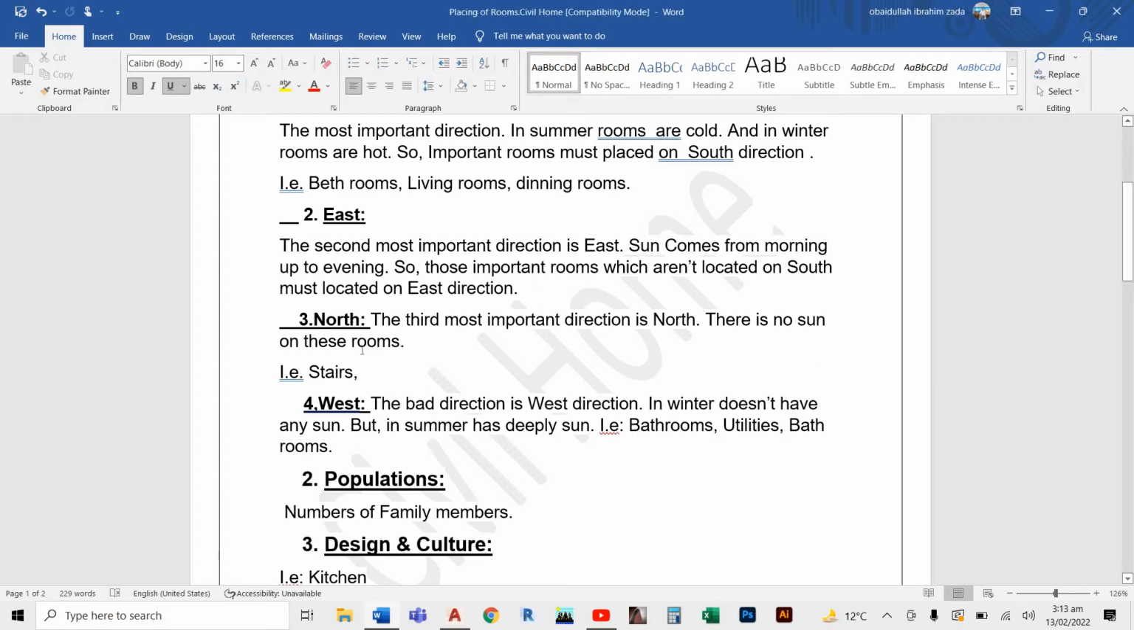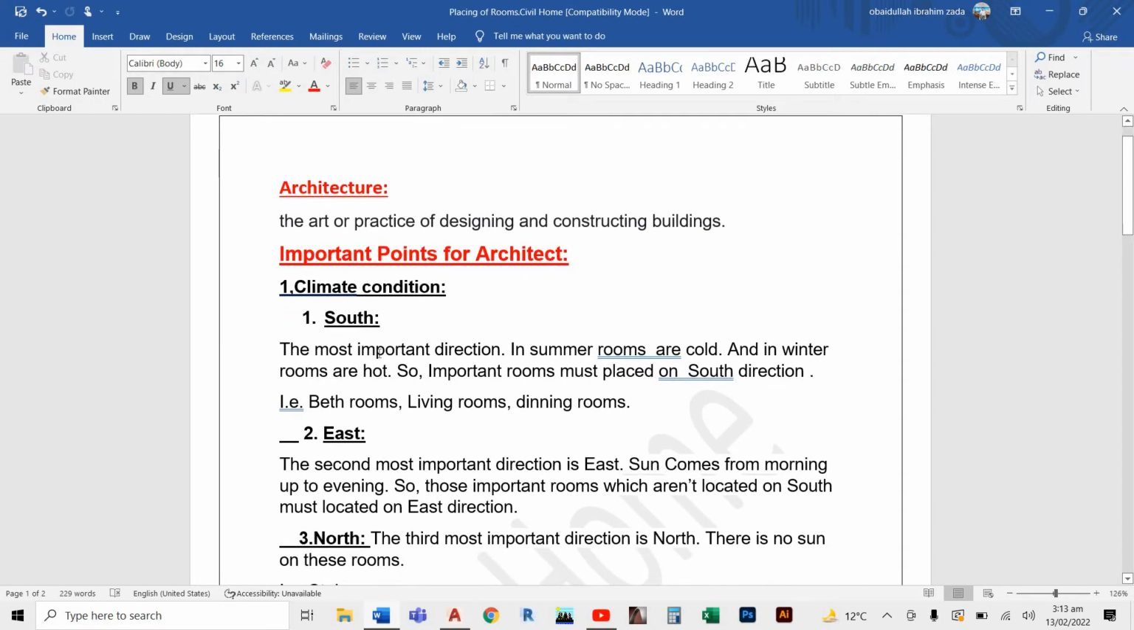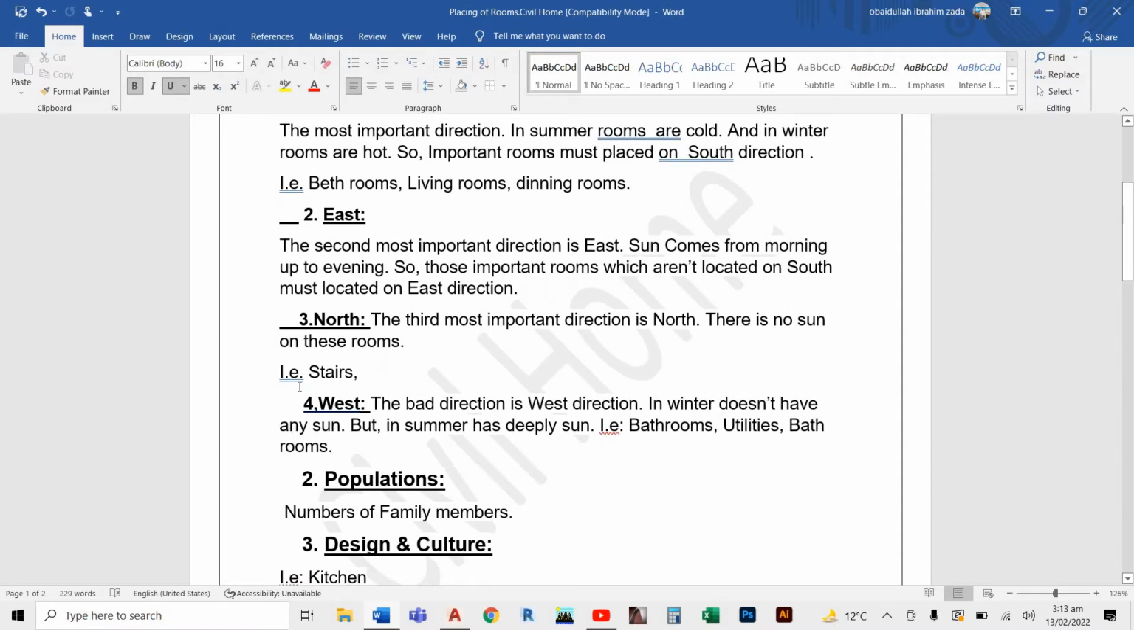So this is the importance of the four directions. South is the most important direction, east is the second most important, north is the most important after the east, and west is the bad direction.